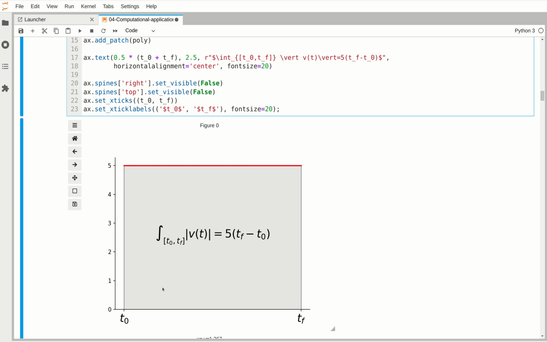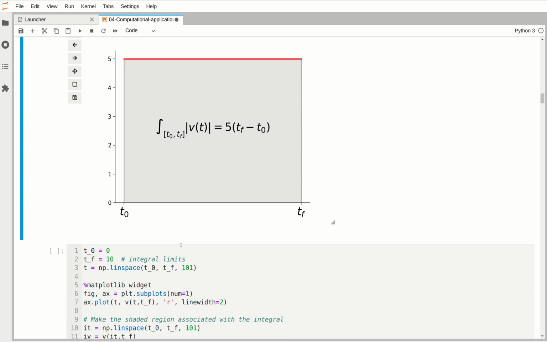And then the area of this rectangle that's given by the shaded region, that's the polygon, is given by 5 times this length tf minus t naught. So we see that the total distance we traveled, the integral of the absolute value of v, is just given by the area of this rectangle. That area has a height of 5 and a length of tf minus t naught. And in this case, I chose t naught to be 0.